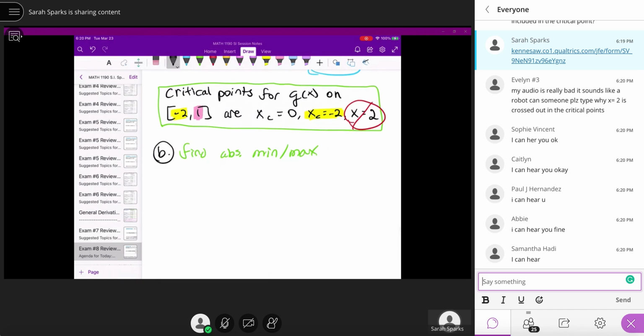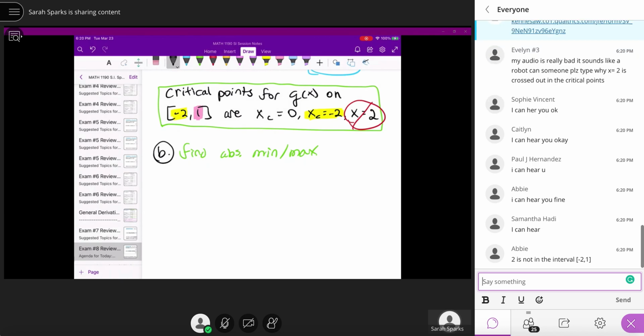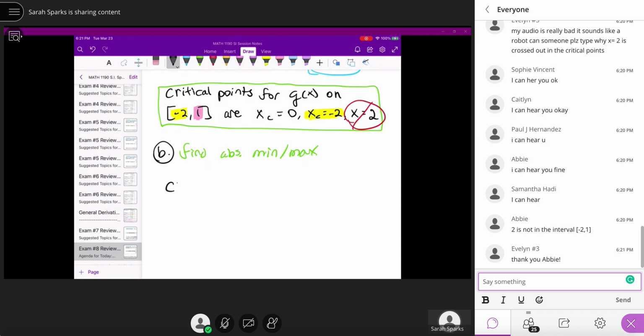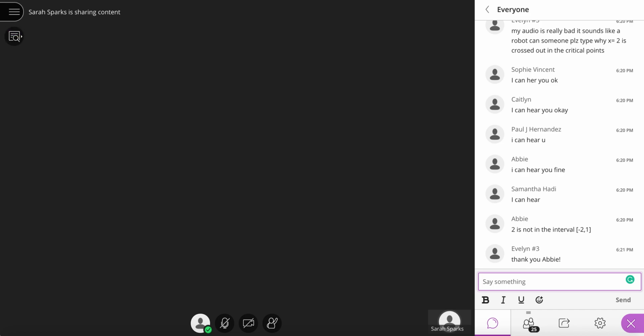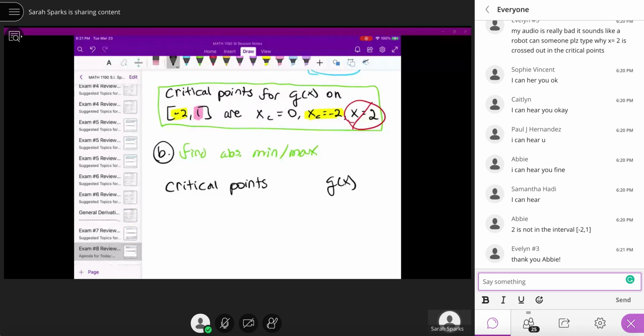Yeah, so our first step is to create a table of all these points: xc equals -2, 0, and x equals 1. Yeah, and thank you for typing that, Abby. I appreciate that. So we're going to make a table. One side is going to be our critical points, and the other side is going to be our g of x, our function. On this step, we found our critical points using the derivative, but we're evaluating our original function at these points, if that makes sense. So in this step, we're not even dealing with our derivative anymore.